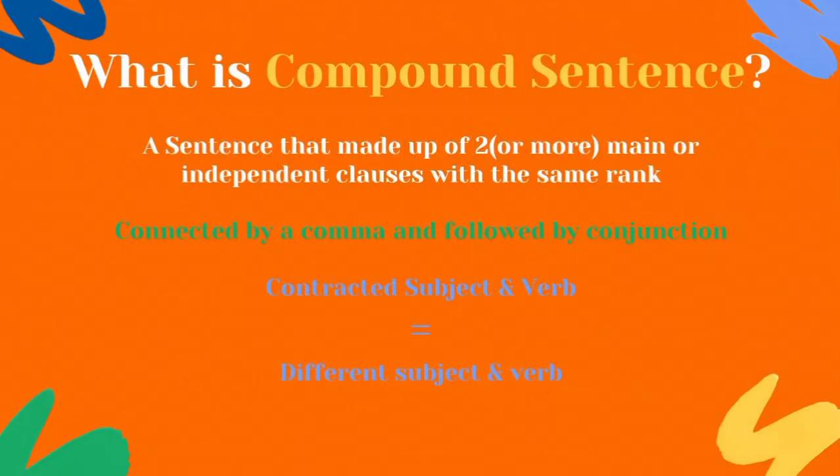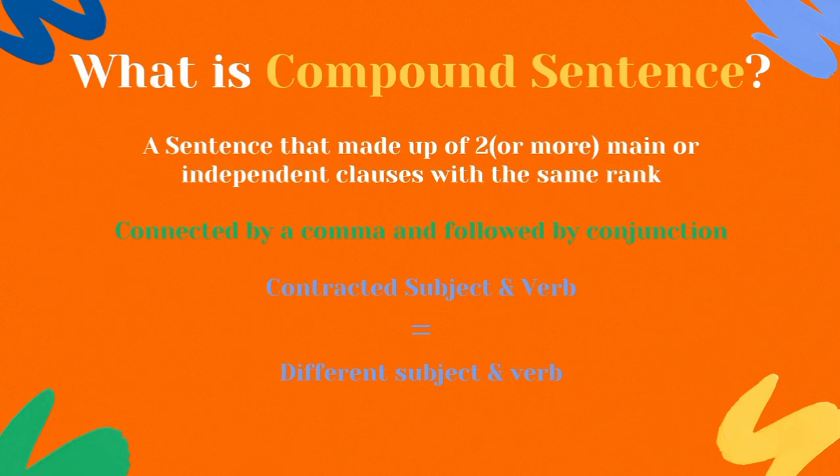And what is a compound sentence? A compound sentence is a sentence that is made up of two or more main or independent clauses with the same rank. In other words, both or all clauses are equally important in the sentence. And these clauses are mostly connected by a comma followed by a conjunction.